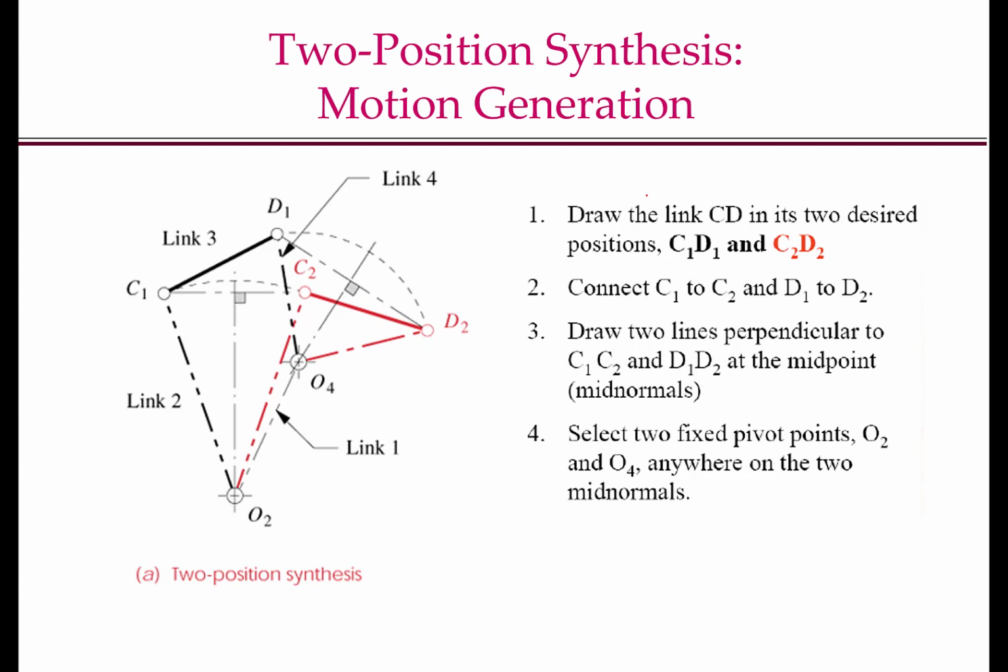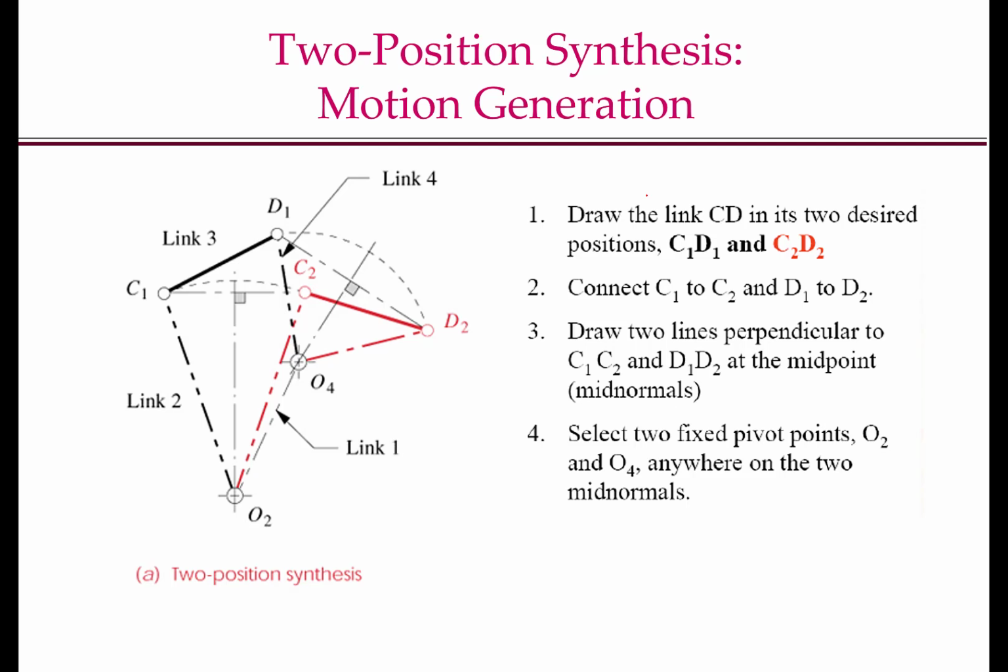This can be checked with position analysis or a simulation software for mechanisms that is built based on position analysis, and we will talk about this in the next lecture. So in this design process, what we ensured was that the coupler is at the positions C1D1 and C2D2. We have not ensured that there is a continuous motion that takes the coupler from C1D1 to C2D2.